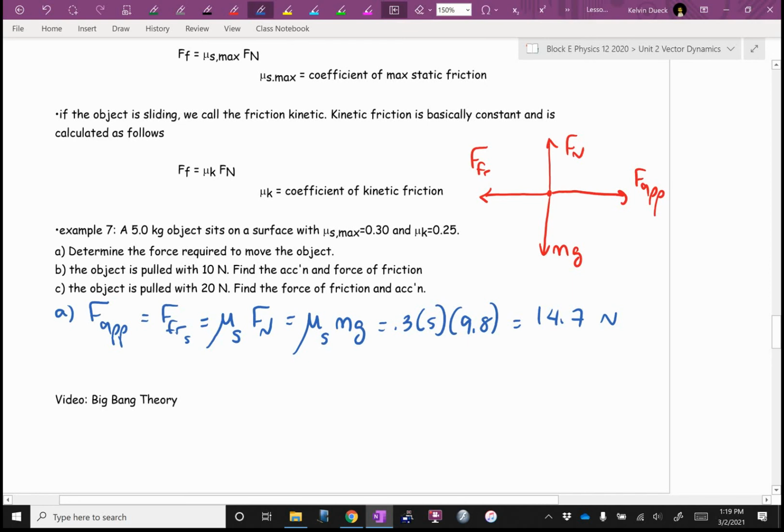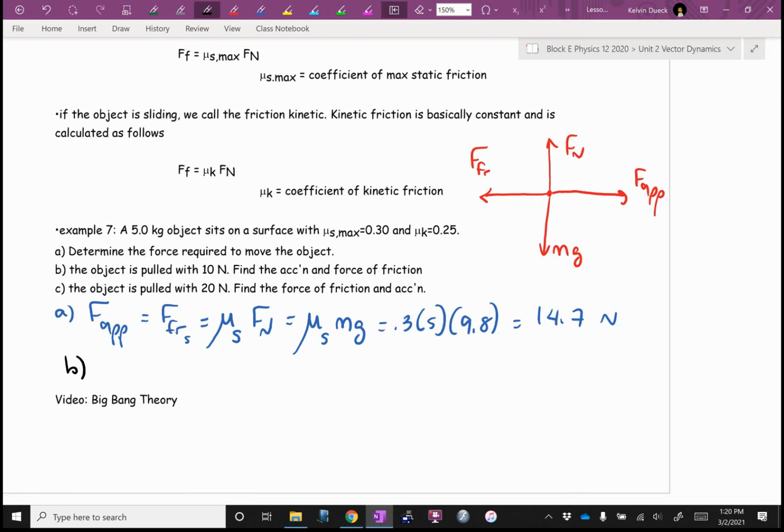Is that what you're going to ask or point out? I think so. Okay. B. By the way, how hard do I need to pull to get this to accelerate? Larger than static. More specific, exactly as a number. How hard do I have to pull? 14.7. Good. B, the object is pulled with 10 newtons. Find the acceleration and the force of friction.